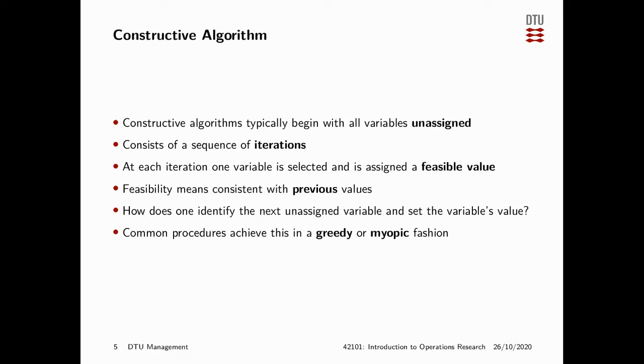So a constructive algorithm consists of a sequence of iterations where at each iteration you make a selection of a variable or set of variables and then decide what value to assign those variables. And at the core of these algorithms is this identification step. So how do you select the next assigned variable and how do you set the variable's value? Common techniques for doing this rely on greedy or myopic approaches.